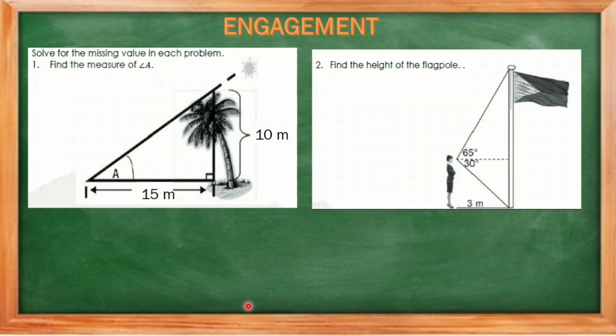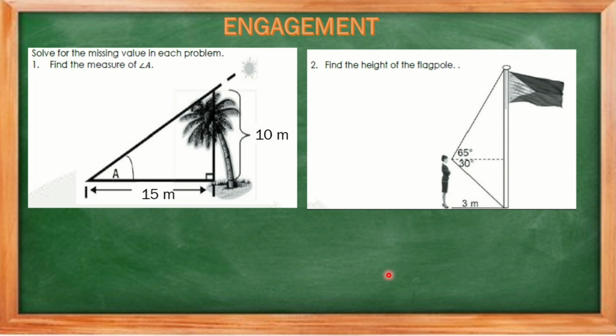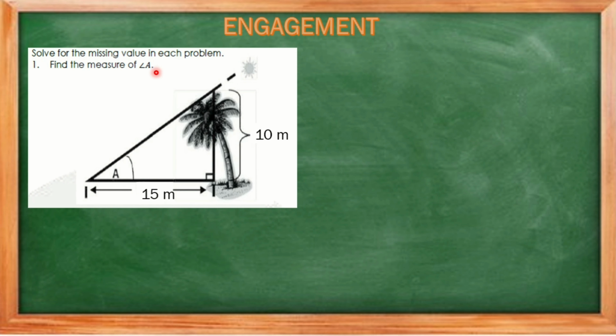Okay, so let us answer first the engagement part in your LEAP or Learner's Packet. We have here two problems. Let us answer number 1. Solve for the missing value in each problem. Number 1, find the measure of angle A. So we have here angle A, so iyon yung hahanapin nating angle. Tapos, yung side na to is 10 meters and this side is equals to 15 meters. As you can see, naka-form tayo dito ng isang right triangle.